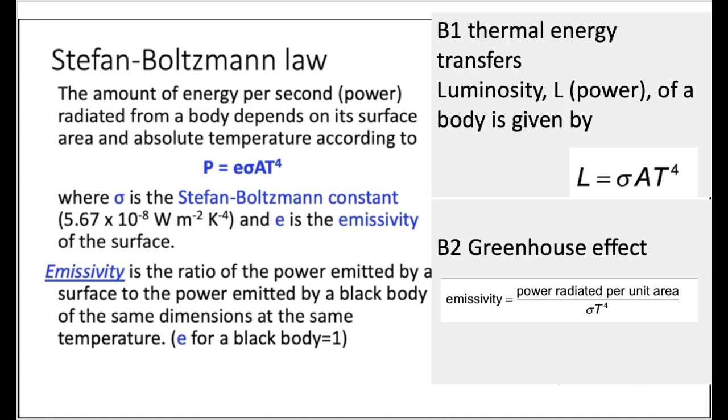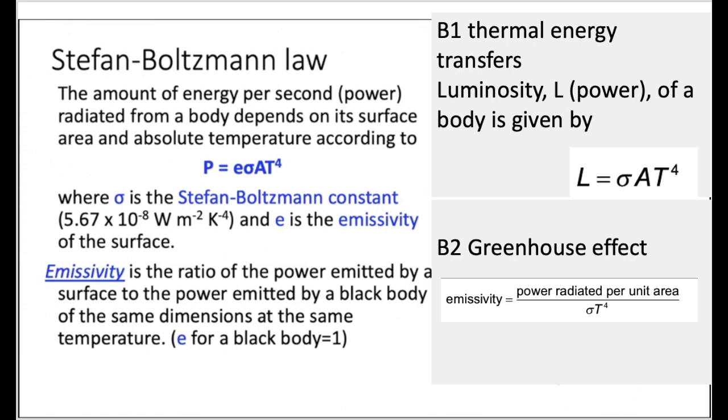So emissivity is the ratio of how much power it emits to how much power it would emit if it were a black body of the same dimensions and the same temperature. Since black bodies are perfect emitters, E for a black body would be 1. In this formula, P is the power emitted by any object, E is emissivity, sigma is the constant, A stands for surface area. Please remember that for spherical objects, surface area is calculated by 4 pi r squared, and T is the surface temperature in Kelvin.